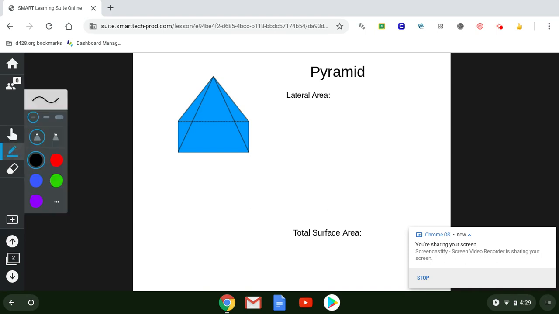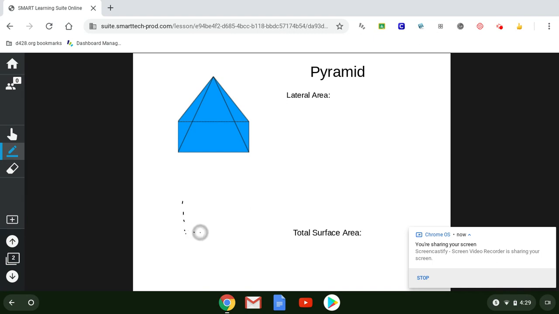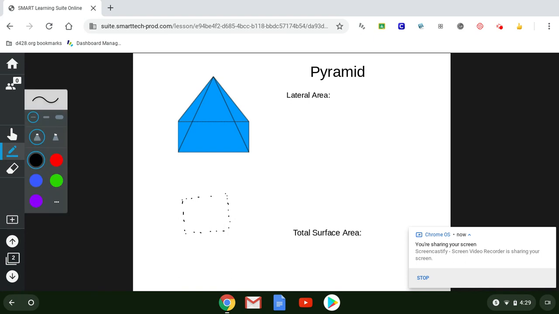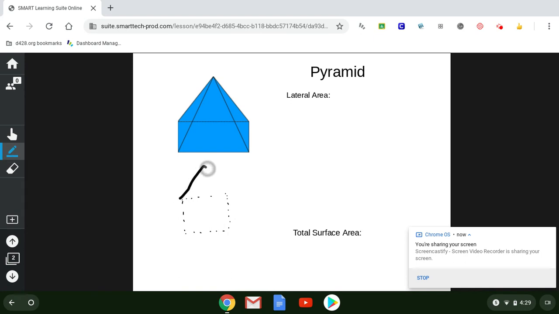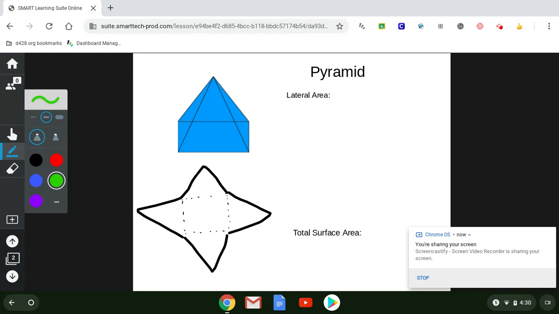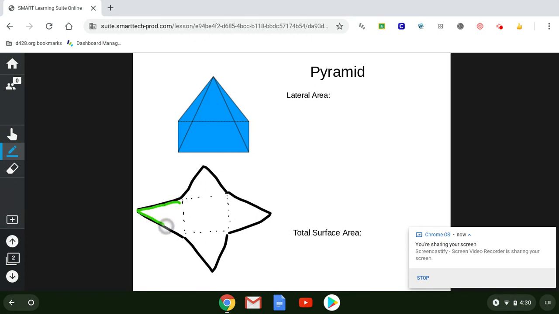I'm going to start by drawing out the net. So I start with the base, and then I unfold the spaces from the point down. So then you get a net that looks like this. Remember that lateral area is all the way around without the base, so we're actually finding the areas of each triangle here. And when we combine that together, that's going to be the lateral area.